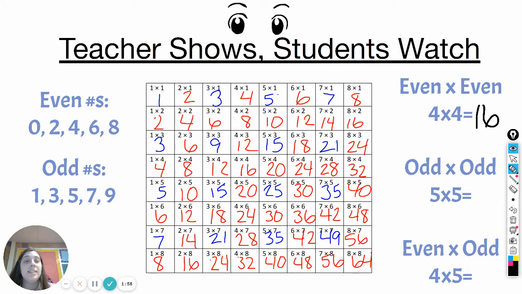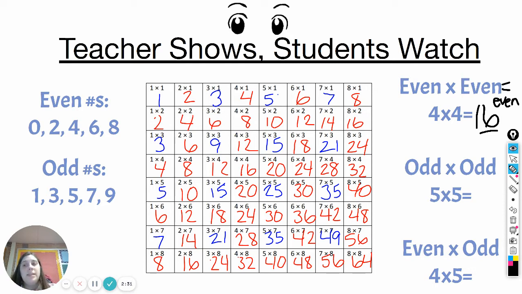And 16 ends in a 6, so we know that is an even number. So an even number times an even number will equal an even number. If you were to do 4 times 4 and you ended up with 15, you would have to think to yourself, does that make sense? No, because 15 is an odd number. And when you multiply two even numbers, you're always going to get an even product, or an even answer.